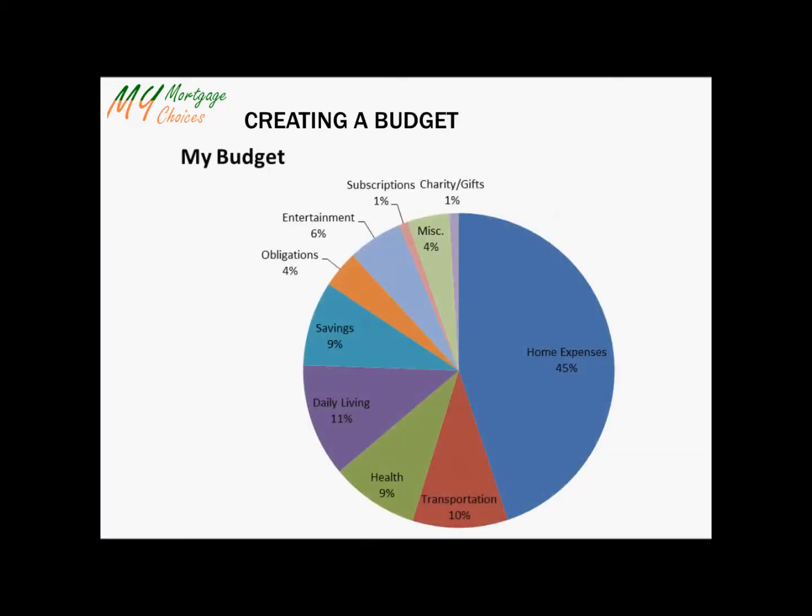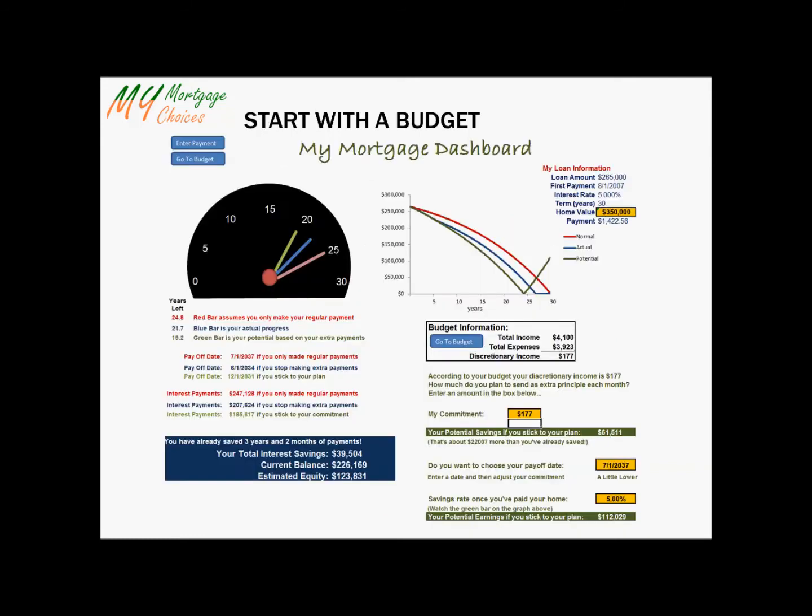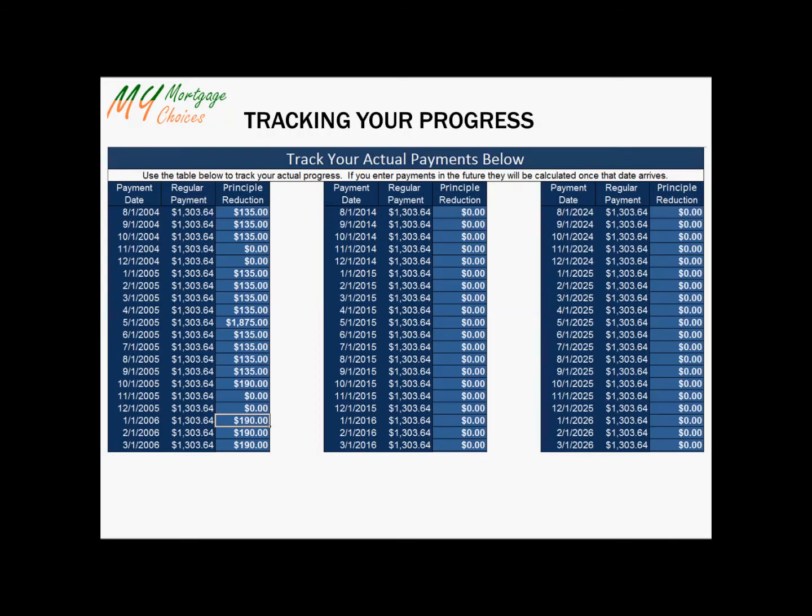And then once you've completed your budget, you'll be able to see a pie chart showing you exactly where your money is going at the end of each month. With the mortgage dashboard, you're also able to enter the payment information each month, and in doing so, you'll be able to track your progress over time.